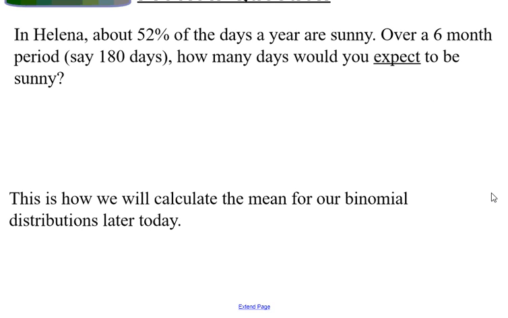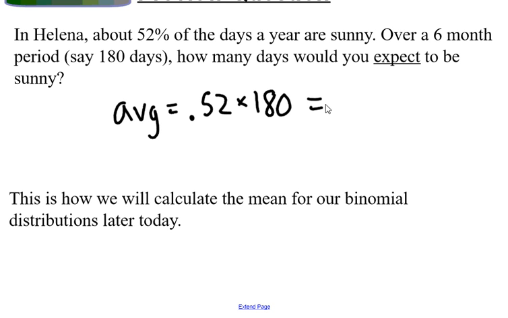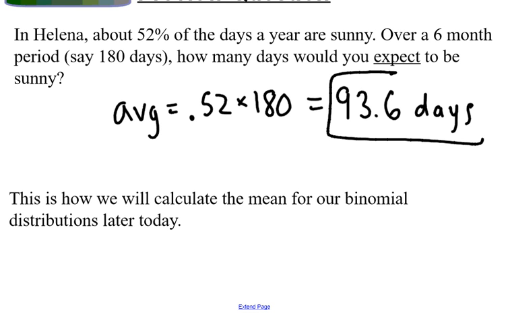In order to calculate, all we need to do is take, so if I want to calculate the sample average, well, actually, no, we use average. It's going to be over 6 months, 180 days, well, 52%, so 0.52 times 180. So if I wanted to find the days I would expect, the expected value we also would call the average. The average over 180 days would be 52% of 180. I'm going to get about 93.6 days. So between 93 and 94 days is what I would expect.